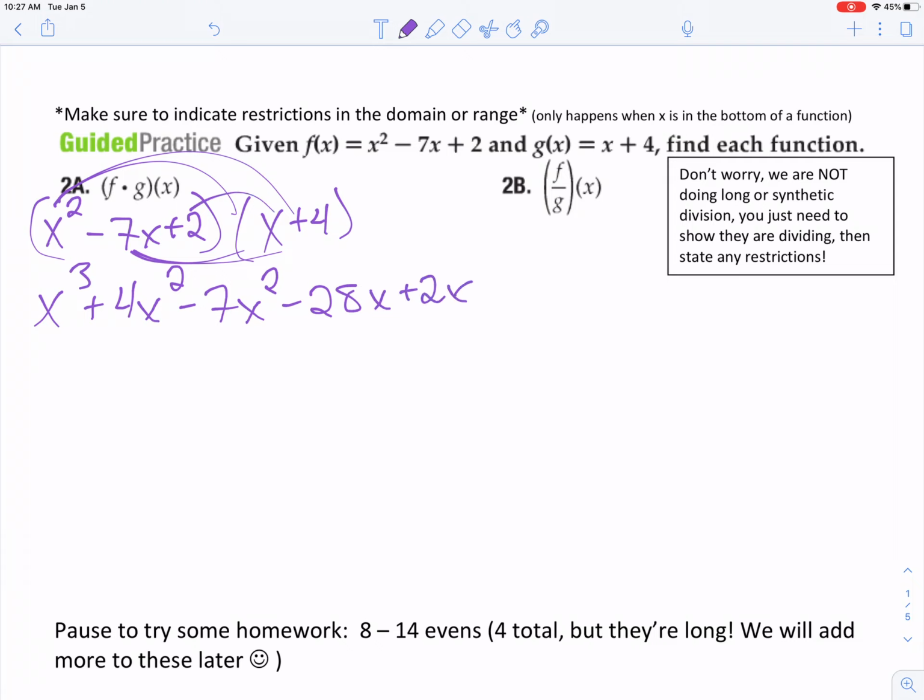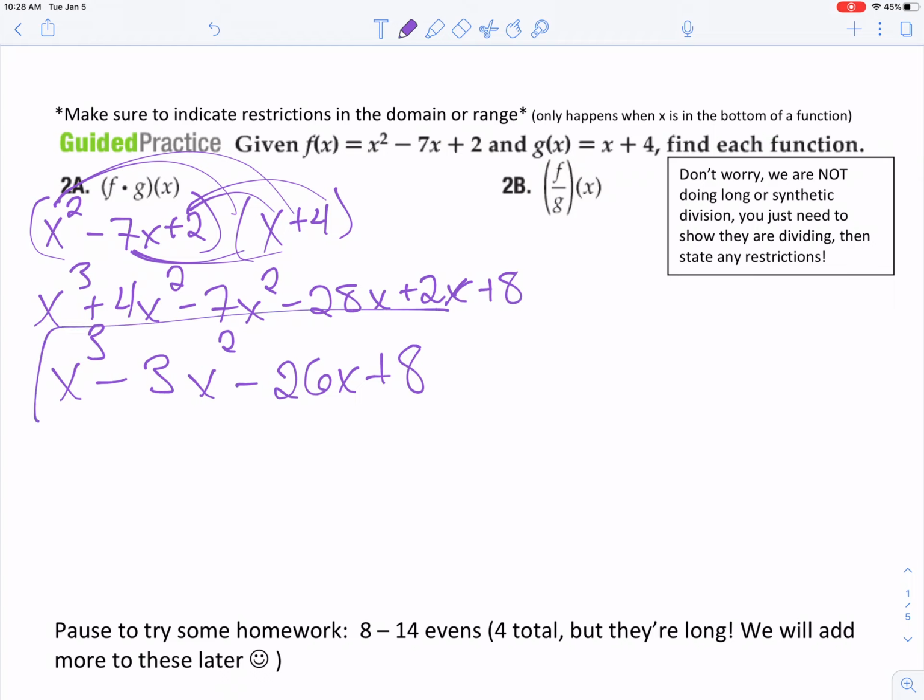2x and 4. I'm sorry. Try 8. My bad. Alright, combine like terms. And that is your final answer.